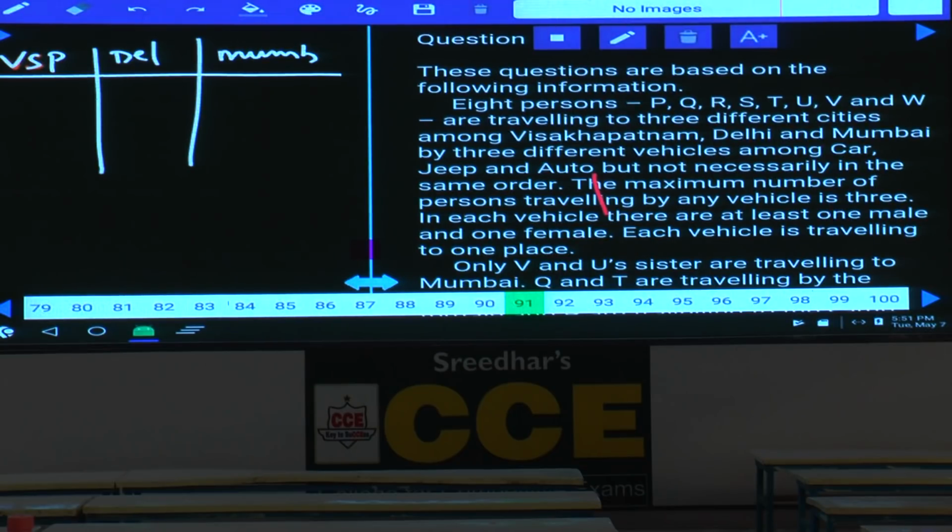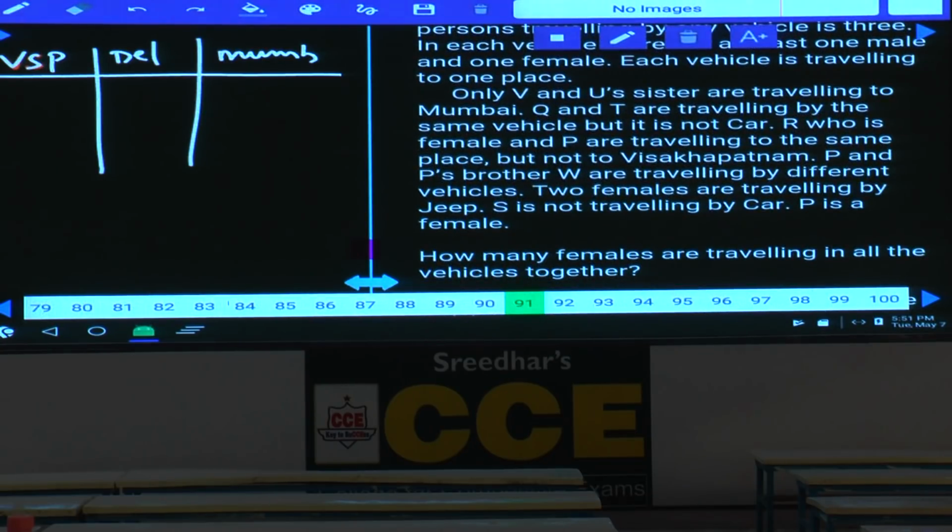In each vehicle there is at least 1 male and 1 female. Each vehicle is traveling to only one place, isn't it? Now here how many persons are there? There are 8 persons, and to each city the maximum cannot be more than 3. Then tell me what is the possibility we have? 3, 3 and 2. That is the only possibility. If you are able to identify which city 2 persons are traveling to, the remaining 3 and 3 must travel to the remaining 2 cities, isn't it?